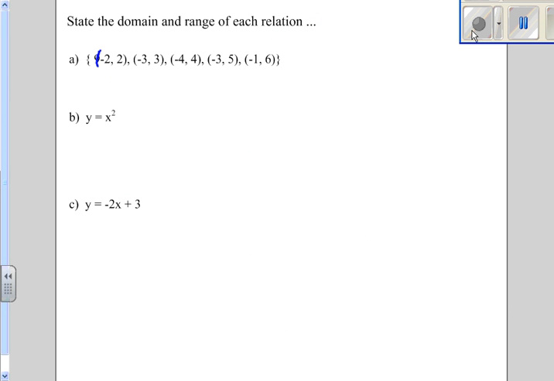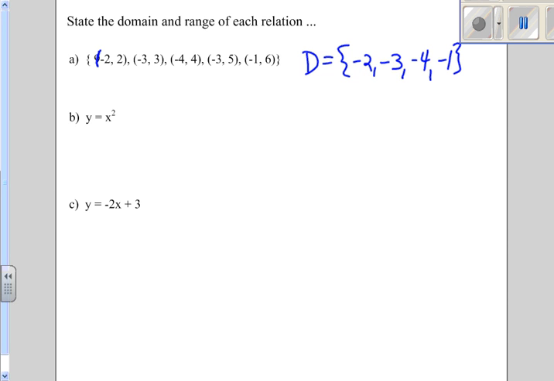It's often easiest to state domain and range when you have a graph in front of you, but we should be able to do it looking at either a set or an equation of a function. The first one is a set of 5 ordered pairs. Our domain is always the first elements. So it is the set of the first elements, which are -2, -3, -4, already had -3, and -1.